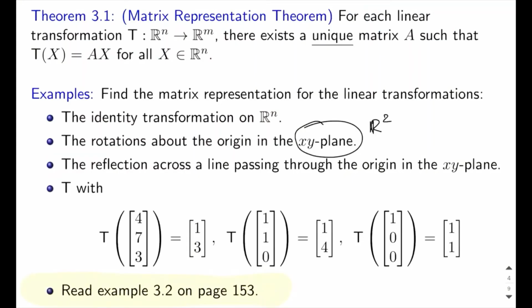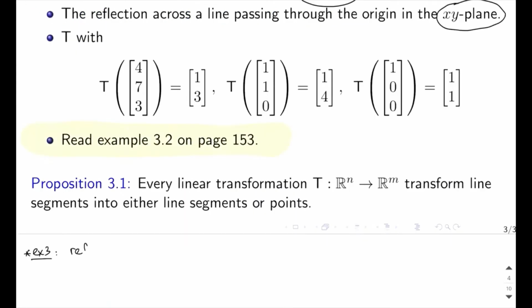Now let's consider this one, the reflection across a line passing through the origin in the xy plane. So reflection T from R2 to R2. It will take a vector in R2 and transform it into another vector in R2.